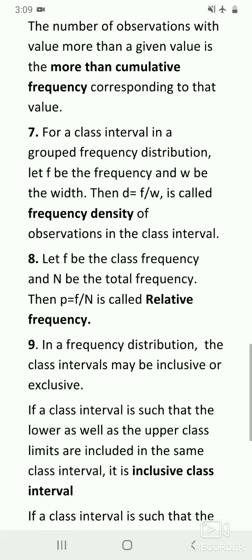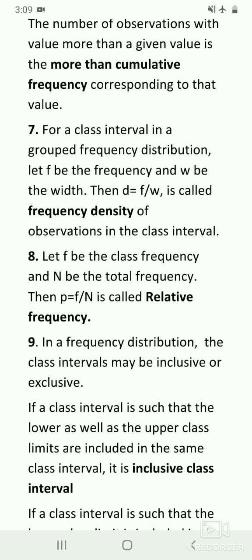So the next definition is relative frequency. Again, let f be the class frequency and capital N be the total frequency. Then the relative frequency is given as the ratio of frequency to the total frequency.